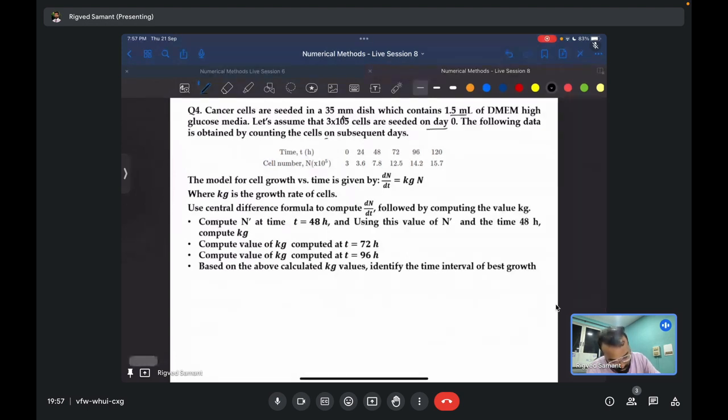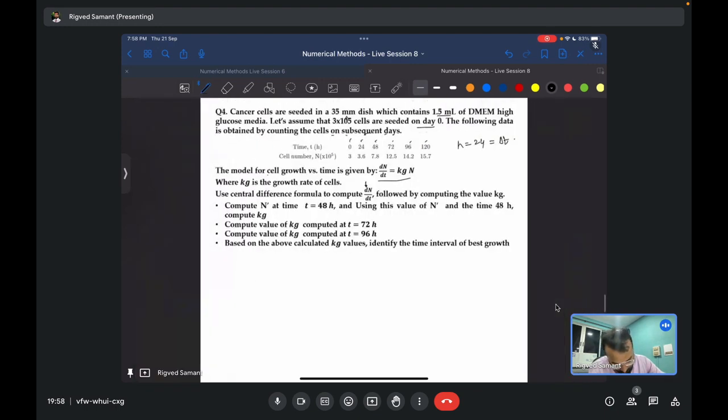The following data is obtained by counting the cells on subsequent days: first day, second day, third day, fourth day, fifth day, sixth day. The time period is 24 hours in between, so h is equal to 24, or you can say delta t. The model for cell growth versus time is given by this, where kg is the growth rate of the cells. Use the central difference formula to compute dn by dt, followed by computing the value of kg.